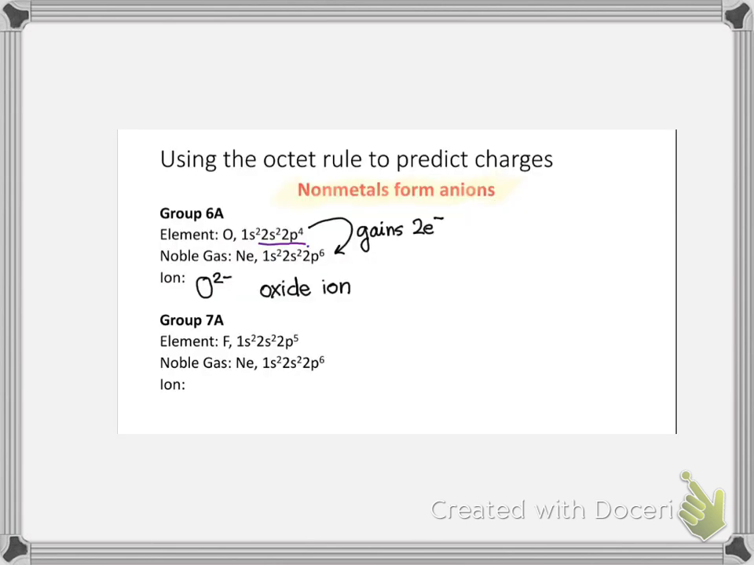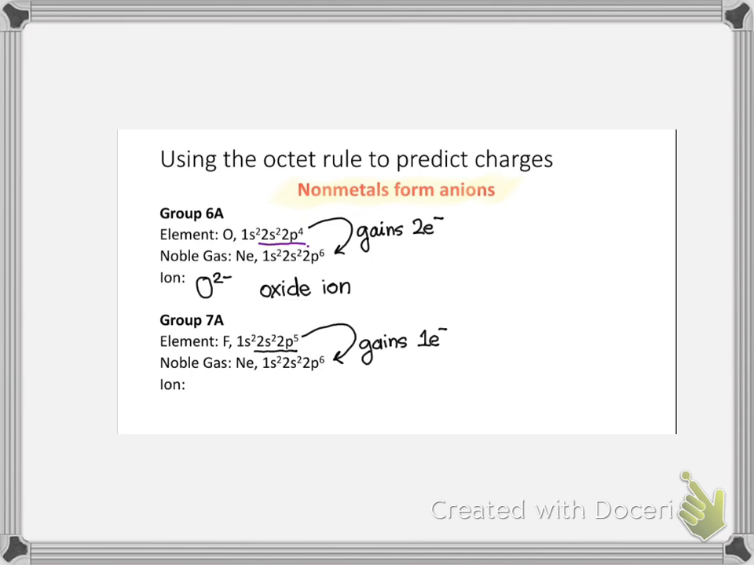So let's do the halogens. Let's do fluorine. So fluorine, you can see it has 7 valence electrons. Its valence shell is 2s2, 2p5. And so to get to the 8, it's going to gain 1 electron.